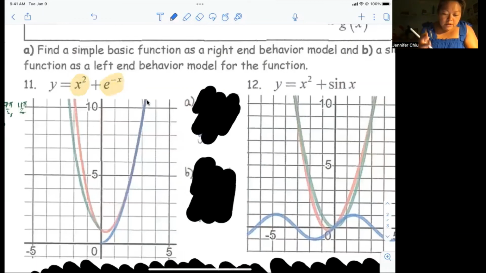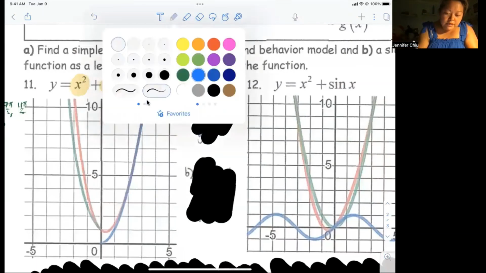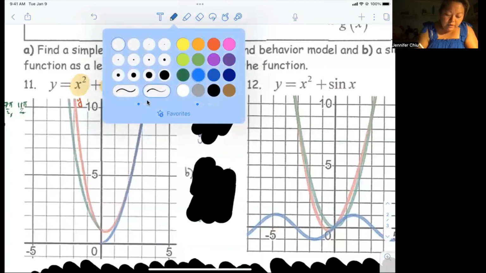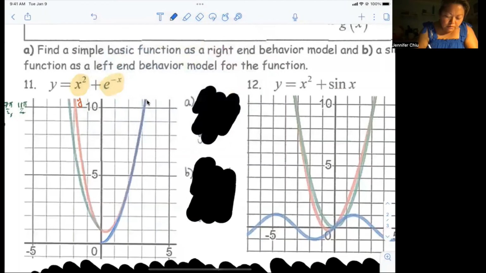So if you use a calculator to graph this out, the red one here is my original function. This is y, the original f of x, right? And then when I map this out, I have y equals x squared right here. And it is on this side as well because it's x squared. But you can see that it matched really beautifully on the right-hand side. So that's my right end behavior model.